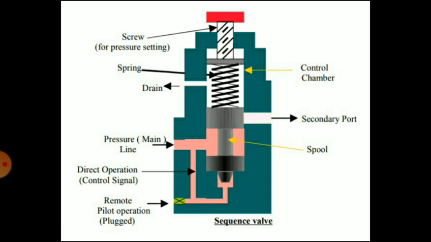Now the operation. In the normal position, the sequence valve is closed. You can see in the diagram at the bottom the pilot operation, that is, the plug, then the direct operation, that is, the control signal, and the main line that is connected to the pump. There is a spool, there is a secondary port, then at the top there is a screw for pressure setting, and the spring that is used to apply the pressure, and it is connected through the drain.